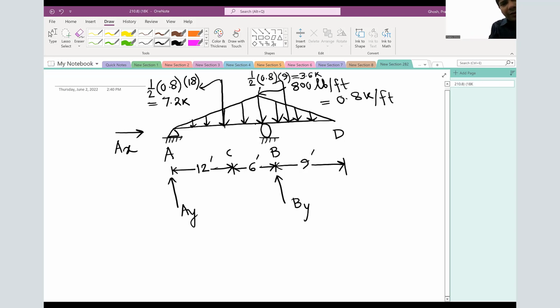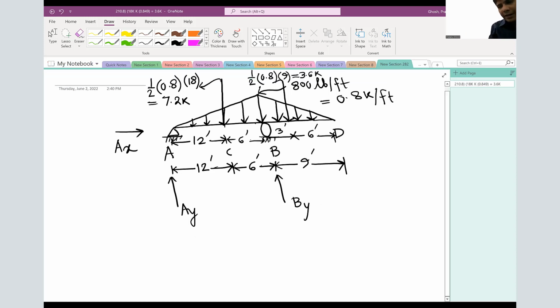So distances are there. From here to here is your 12 feet and 6 feet already given, and from here to here is your 3 feet and 6 feet, measuring the triangle centroid. So let's find out our reactions. Summation of Fx equals 0 directly gives Ax is going to be 0. No other horizontal force is there.